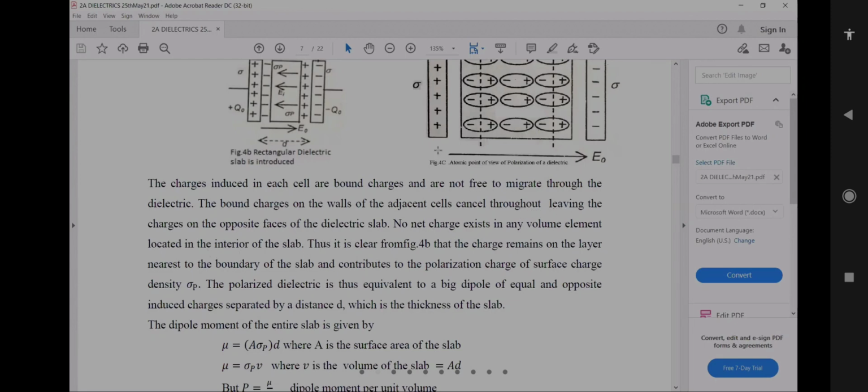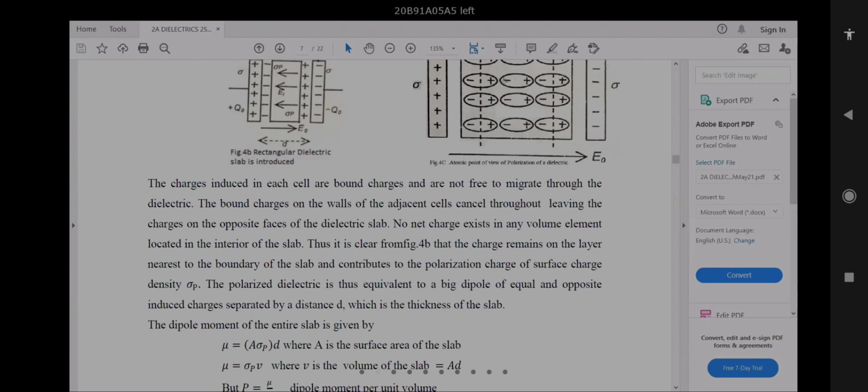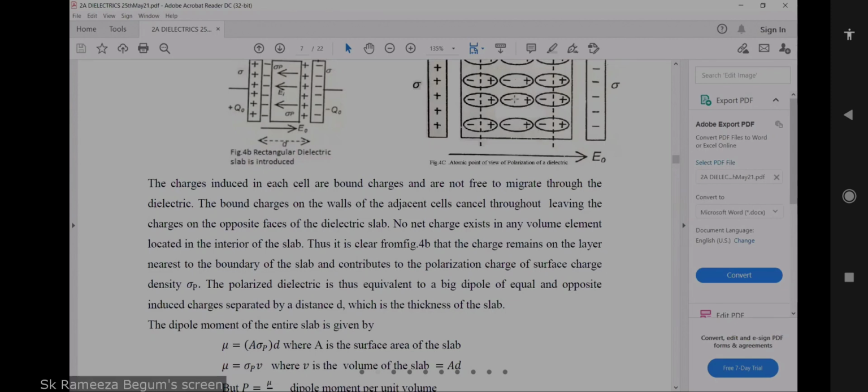So the bound charges on the walls of the adjacent cells cancel throughout, leaving the charges on the opposite faces of the dielectric slab. So look here, due to the presence of the electric field, these get separated. Then what happens here? This one is positive, this one is negative, positive, negative. So the adjacent charges get cancelled. These two cancel with each other throughout, leaving the charges on the opposite faces of the dielectric slab. So then no net charge exists in any volume element located in the interior of the slab.